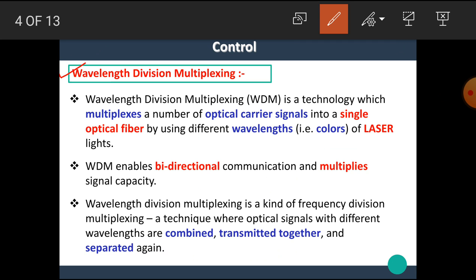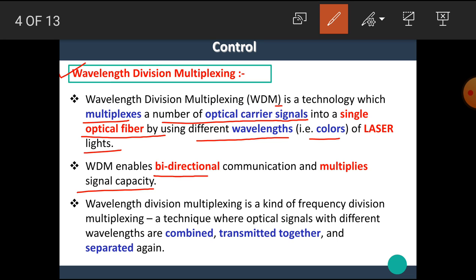Wavelength division multiplexing, or WDM, is a technology which multiplexes a number of optical carrier signals into a single optical fiber by using different wavelengths, that is, colors of laser lights. That means, in wavelength division multiplexing, as the name implies, the different wavelengths, that means the different colors, are multiplexed into a single channel. Okay. Wavelength division multiplexing enables bidirectional communication and multiplies signal capacity.